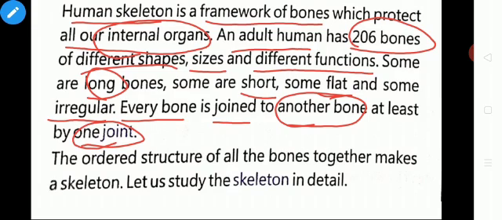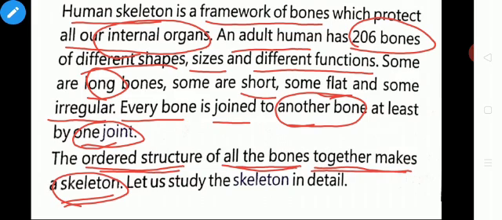What do you mean by joint? Have you defined joint? Joint is a place where two things meet. That you can say as joint. The ordered structure of all the bones together makes a skeleton. Yes, the ordered structure of all the bones together makes a skeleton. Let us study the skeleton in detail. Now we are going to study about the skeleton in detail.